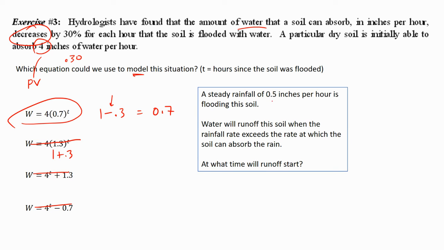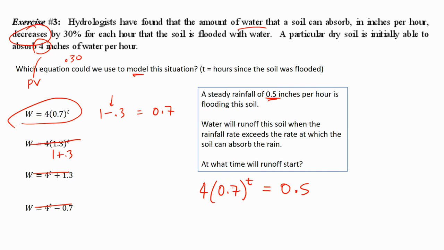A steady rainfall of 0.5 inches per hour is flooding this soil. Water will run off this soil when the rainfall rate exceeds the rate at which the soil can absorb the rain. At what time will the runoff start? So we have to sort through and figure out. Usually the problems you're trying to solve here is when you take your model and you set it equal to whatever number is given. So we need to solve this equation, kind of like the one I did in one of the first examples.